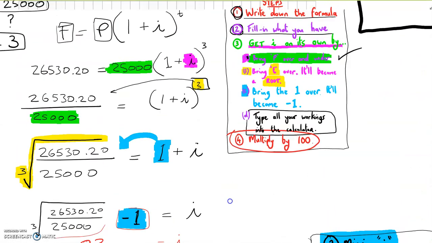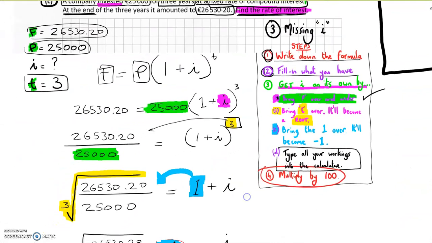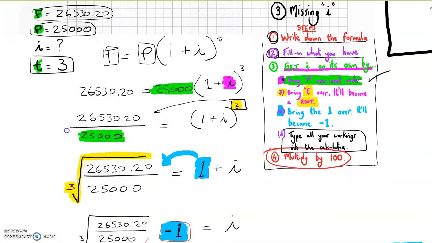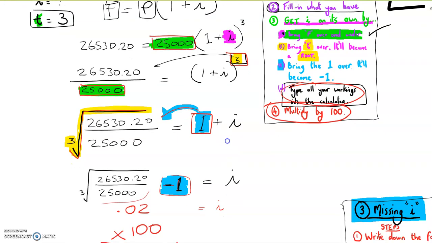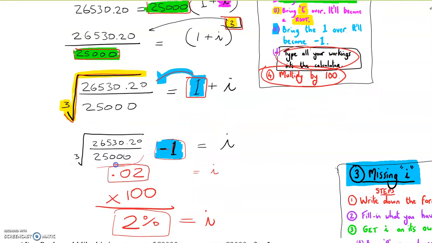Now there were a lot of steps. So you have to take your time. And it's all about gradually getting I on its own. So let's just recap. The first thing we did was we moved the P over and it went under. Then we moved the power over and it changed into a root. Then we moved the 1 over and it just became a minus 1. Then we used the calculator to tidy it all up, and that's what we got when we did that.